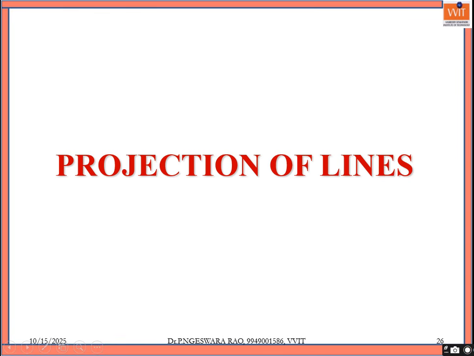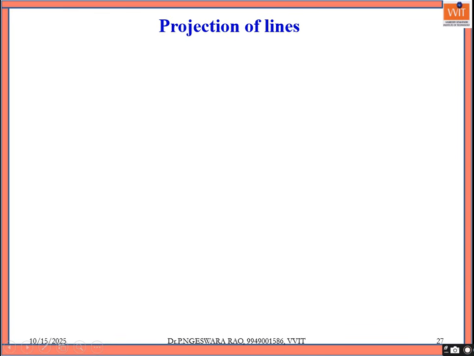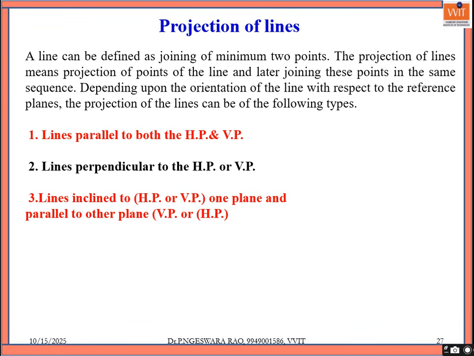So we can say that now the object is a line. A line is nothing but the joining of any two points. For example, if one end is A and the other end is B, when you join them it forms the line, and it will definitely have some length. Now the object is a line, and it will have different orientations with respect to the horizontal plane and the vertical plane.